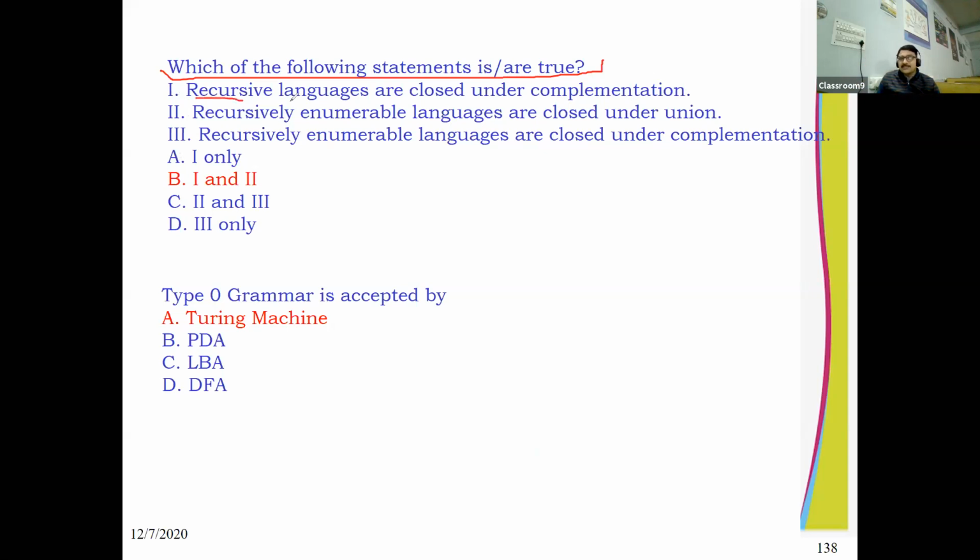अब आप देखिए, recursive languages are closed under complementation, हम लोगों को पता है, लेकिन recursive enumerable नहीं होता, right. अब देखिए, recursively enumerable languages are closed under union. मैंने क्या बताया था? Recursive enumerable languages are closed under union and intersection but not complementation, right. तो ये दोनों statement सही है. Now third one, recursively enumerable languages are closed under complementation. No, not at all, because I already told you that recursive enumerable are not closed under complementation. So these two statements are correct, one and second.